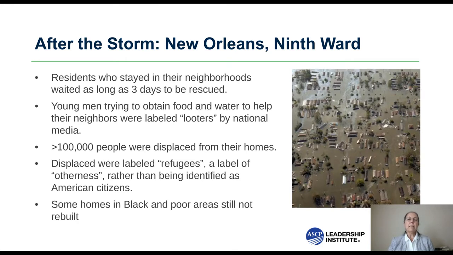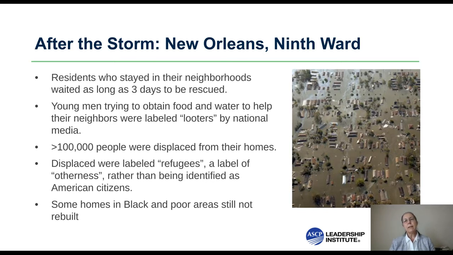If we look at this image of the Ninth Ward several days after the storm, we can see the consequences of the flooding in these susceptible zones. And the residents who stayed in their neighborhoods waited as long as 3 days to be rescued. Young men trying to obtain food and water to help their neighbors were labeled as looters by the national media. More than 100,000 people were displaced from their homes. Some have not yet been rebuilt. Some of the homes have never been rebuilt.